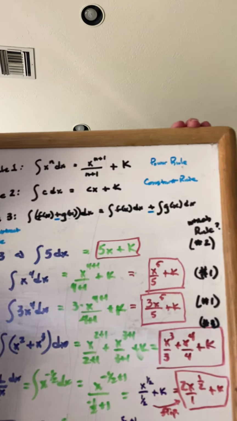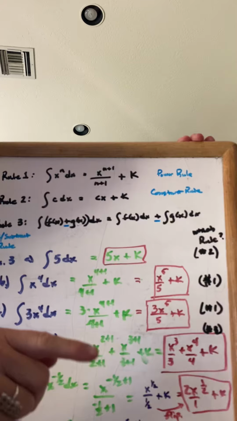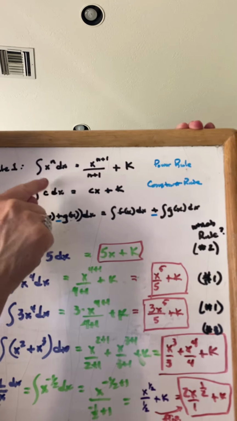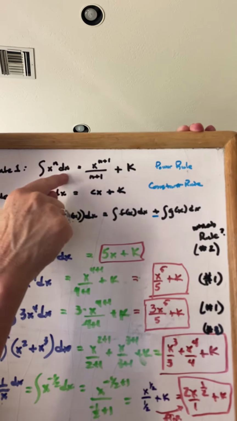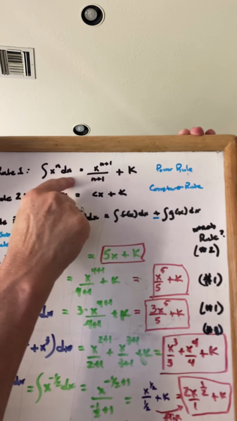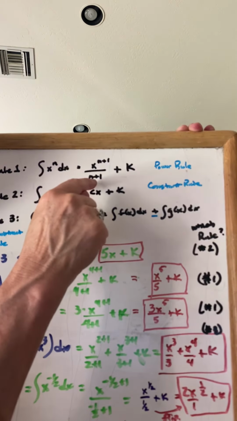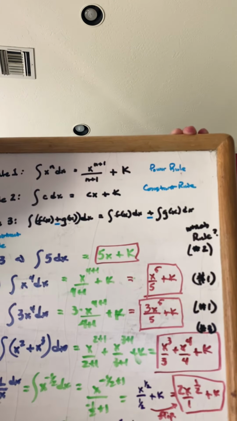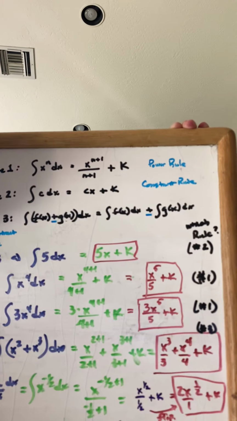All right, so here we have rule 1. It's the same rule as I just wrote over there, but I read it with a squiggle. The squiggle means integral. The integral of x to the n dx is called the power rule. It equals x to the n plus 1 over n plus 1 plus k. So that's exactly the same rule I wrote on the other one, but I didn't have the squiggle and the dx.